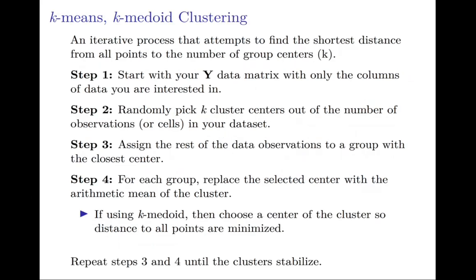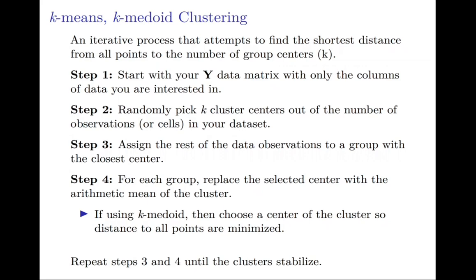K-means and k-medoid clustering is by far the most common type of clustering, as far as I can tell. It's an iterative process that attempts to find the shortest distance from all points to the number of group centers that you determine, and that's k. This is how the iterative process goes. Step 1, you start with your Y data matrix with only the columns of data you're interested in. That would be coordinate data in this case. Then you randomly pick k cluster centers out of the number of observations in your data set. If your k is 5, you select 5 observations, 5 rows, and that becomes a center.